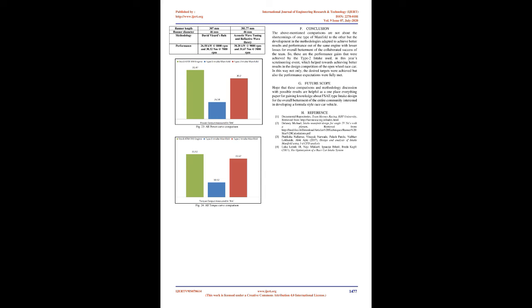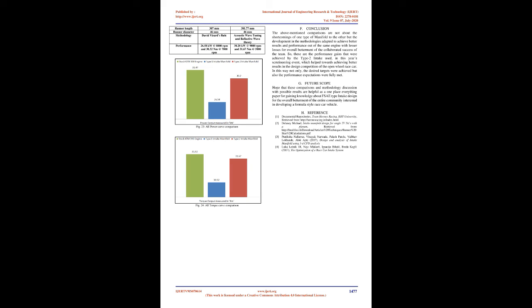Fig 17, Ricardo Wave Type 1 intake engine. Fig 18, Type 1 intake engine power curve. Fig 19, Type 1 intake engine torque curve. Table 12, Type 1 intake engine performance. Performance achieved: Type 1 intake maximum power output, 26.58 kilowatts at 8000 RPM. Type 1 intake maximum torque output, 30.32 newton-meters at 7000 RPM.